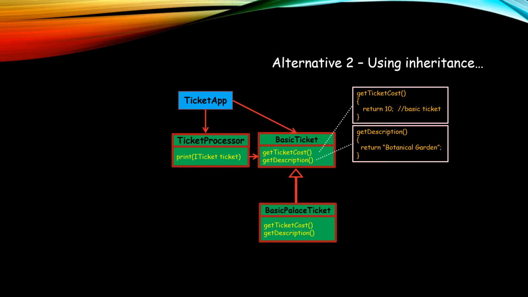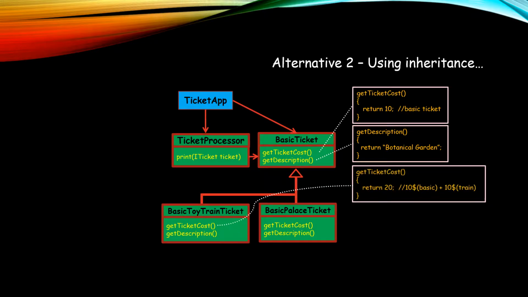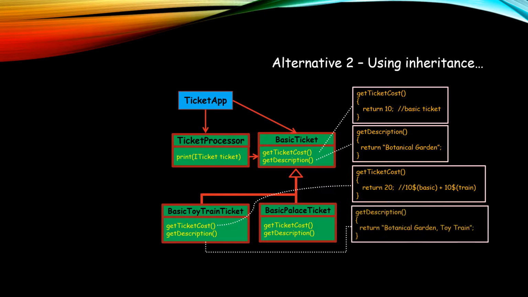Let's move on to the next requirement, that is adding toy train ride. For this, we will derive another class. Let's call it basic toy train ticket. It will override get ticket cost to return $20, $10 for basic, $10 for the train ride. And its get description method will return a string Botanical Garden Toy Train.